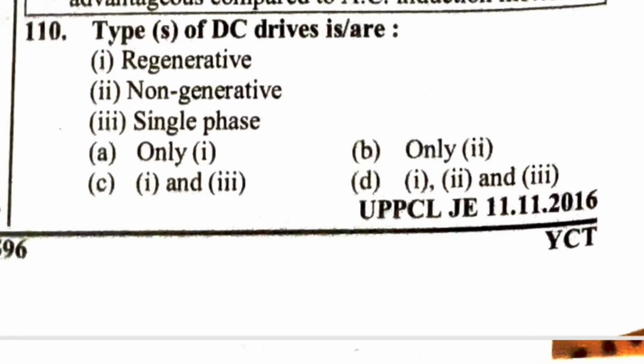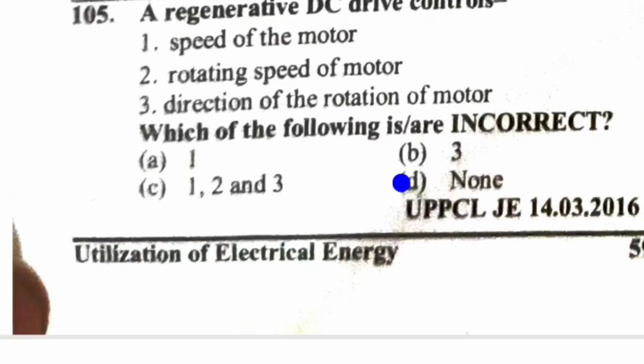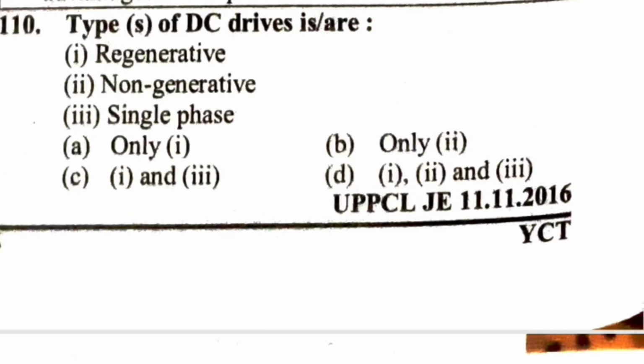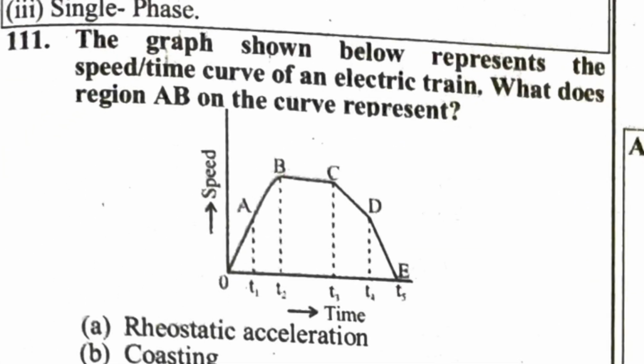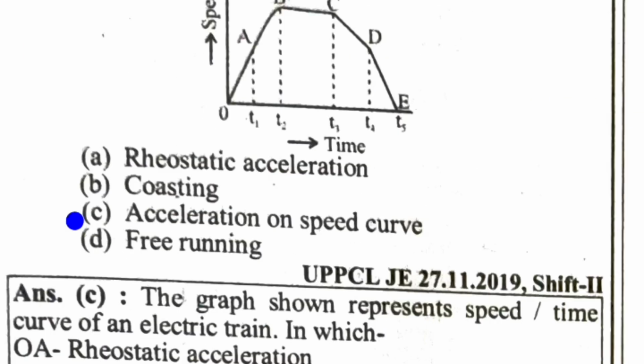Types of DC drive are regenerative, non-regenerative, single phase. All. The graph shown below represents the speed time curve of an electric train. What does region AB on the curve represent? Acceleration on speed curve.